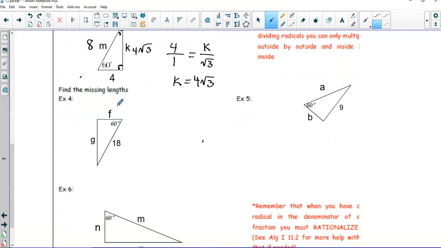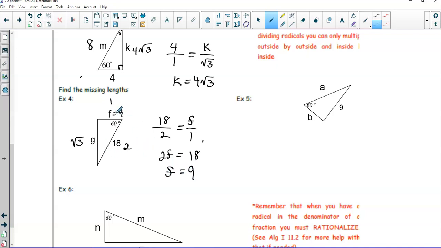Let's take a look at this one right over here. That means let's use the method where we have 1, 2, and the square root of 3, right? 1 times the square root of 3. Okay, so you could say 18 is to 2 as f is to 1, right? So that means 2f equals 18. If you divide by 2, f equals 9. So now I know f equals 9.